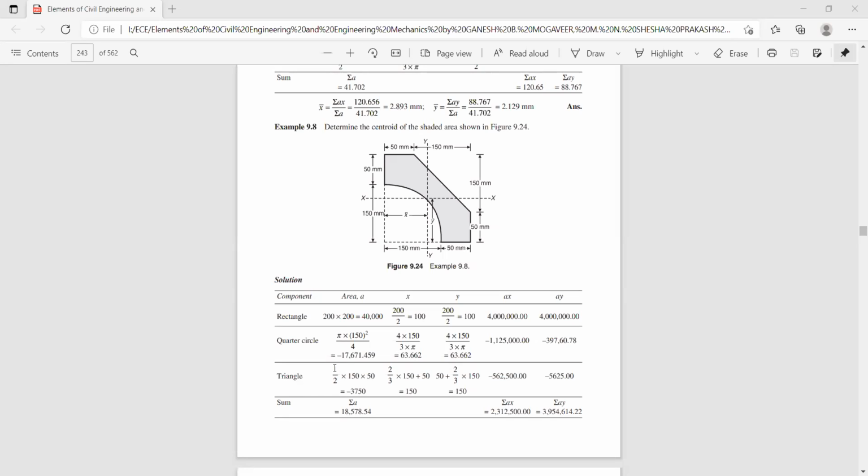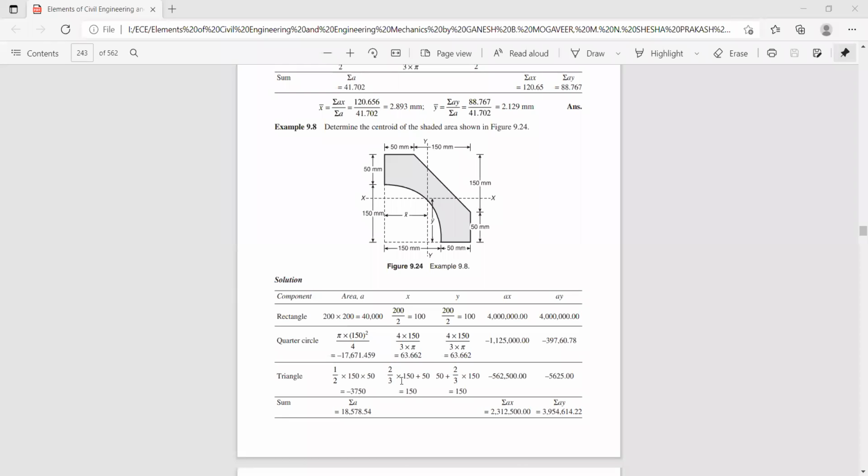And for the triangle, the area is half into base into height. So here I think there is a printing mistake over here, because it is half into base into height. So this is also 150 and this is also 150, but here I think there is a printing mistake. So make that correction. In the textbook there are a lot of printing mistakes. Don't follow that, you just follow the method. So here you can see the area of the triangle is half into base into height. This is also 150 and this is also 150, but here it is written as 50. So anyway, make that correction.